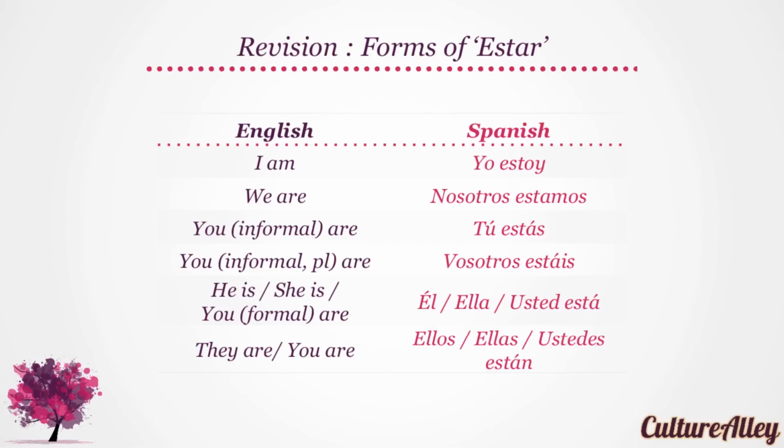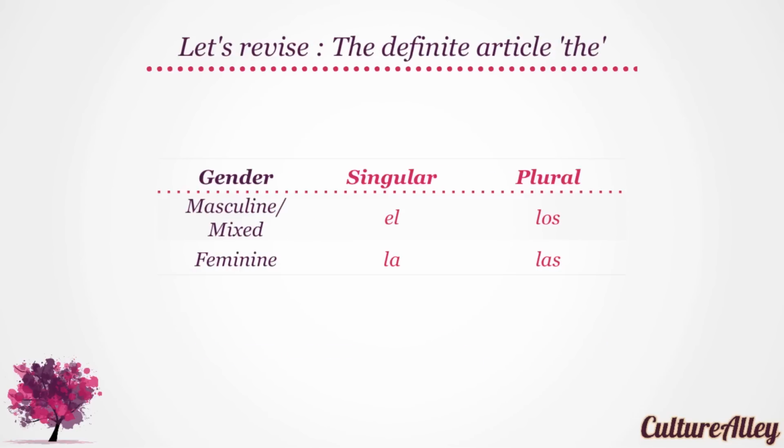Good. Moving on, he is or she is, or formally you are, translate as él or ella está, or usted está. Great. Similarly, try she is. She is becomes ella está. Now looking at their plural forms, they are or formally you all are become ellos or ellas están, or ustedes están. Very good. Let's revise what we learned in the last lesson.